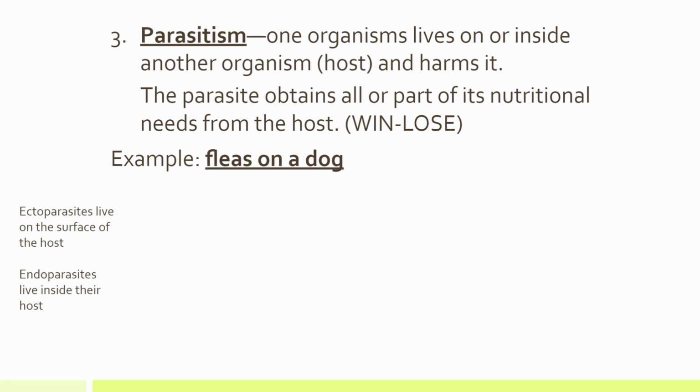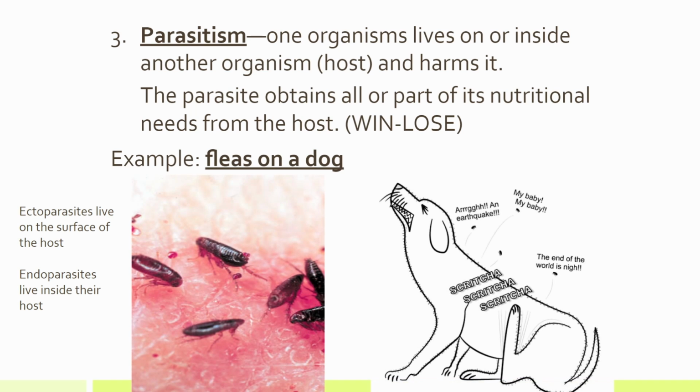So fleas on a dog was another example, and again, that's when we don't see necessarily the organism inside the other. But usually when you think of parasitism, you do think of things that embed themselves within the tissue of an organism, something like a tapeworm, for example. But fleas on a dog, definitely an example of an ectoparasite, so not all parasites are endoparasites, which live inside their host.